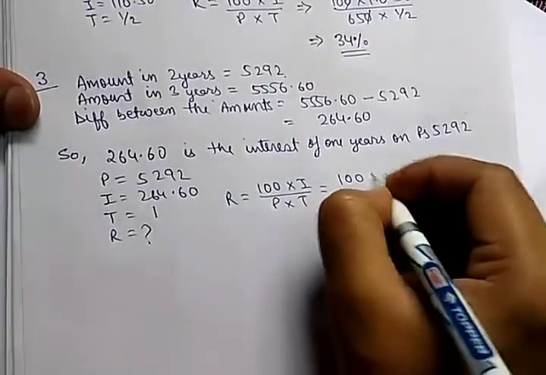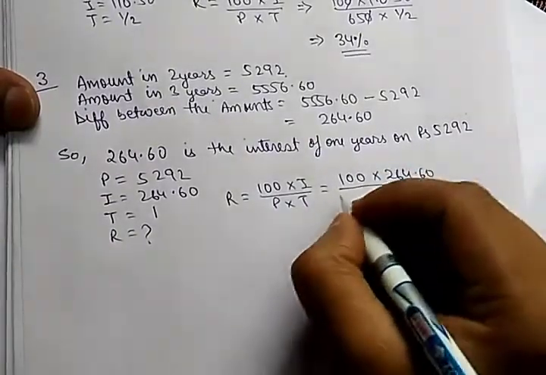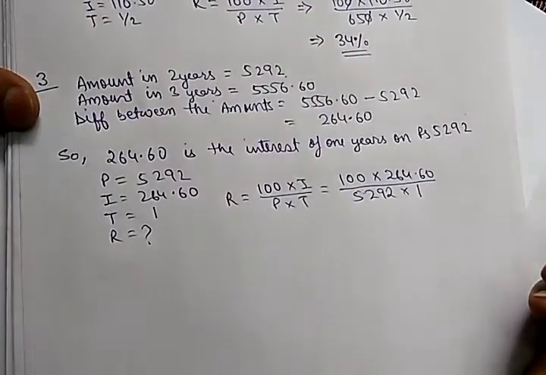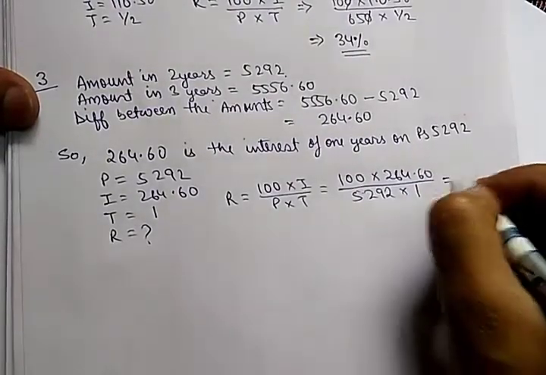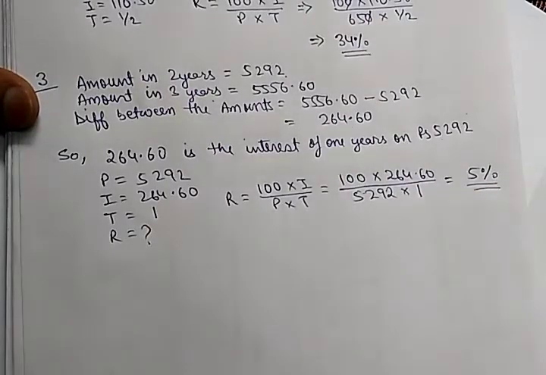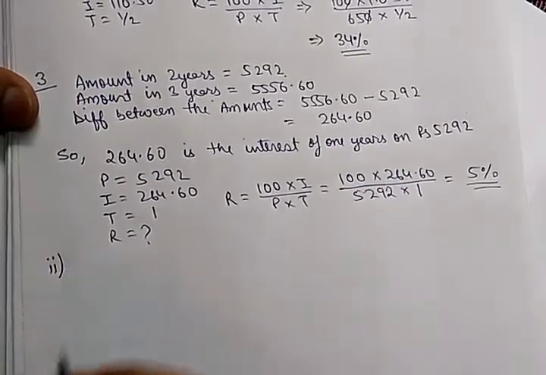Therefore 100 into 264.60 by 5292 into 1. When we solve this, we get 5%. So this will be the rate of interest. Now we have to find the principal, the original sum.